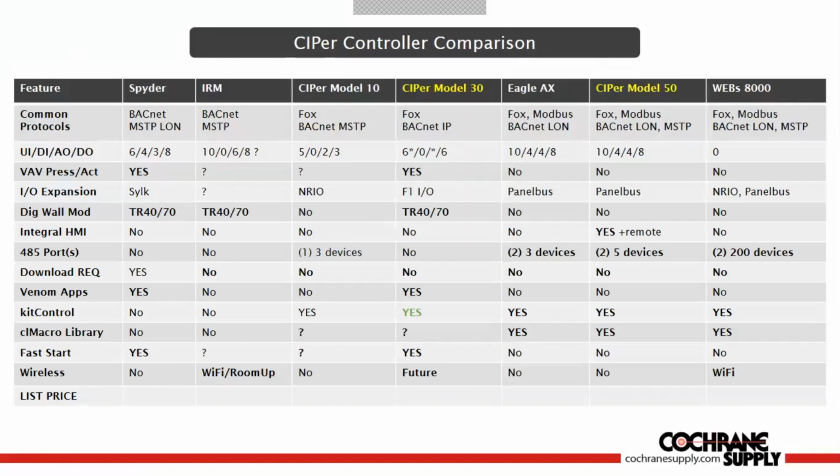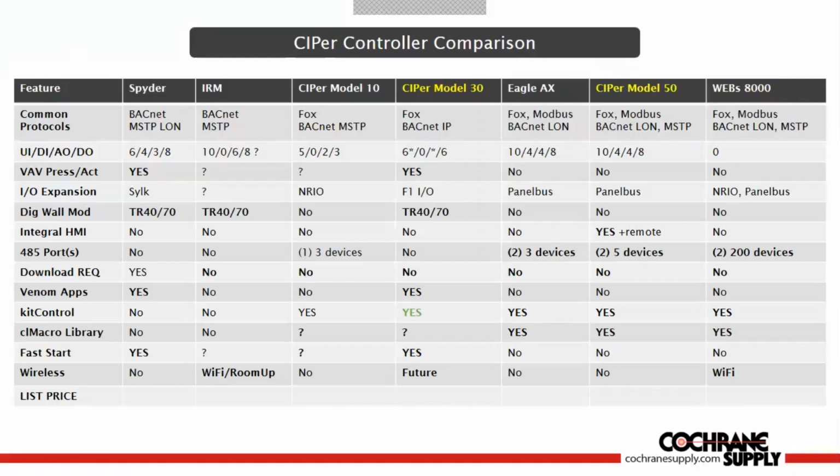The number of RS-45 communication ports, download required. You can see the SPIDER has a long download time frame. The other devices do not. The CIPer Model 30 and the CIPer Model 50, as well as the CIPer Model 10, have near instantaneous update capabilities, so there's not a separate download and power cycling required.